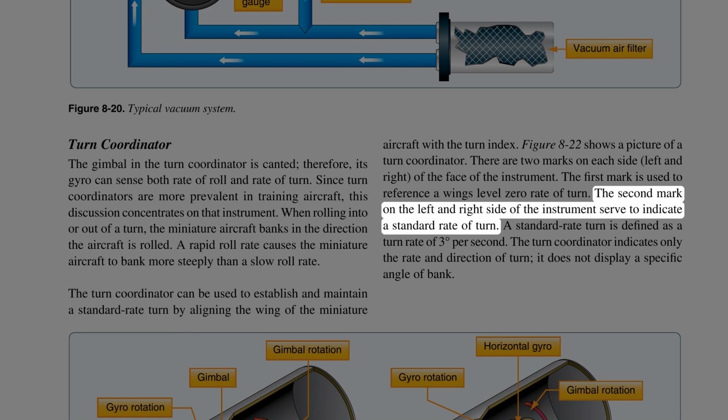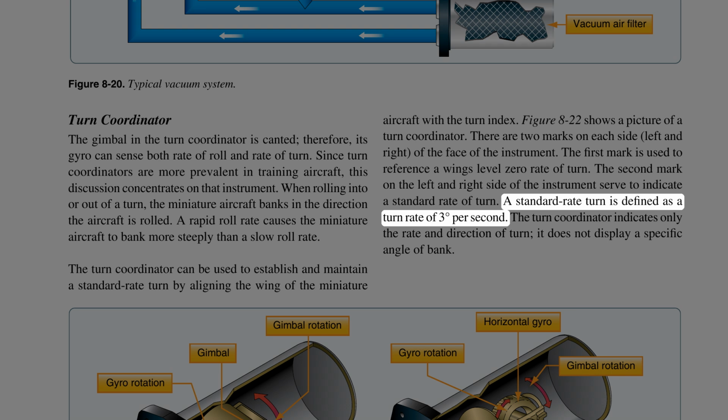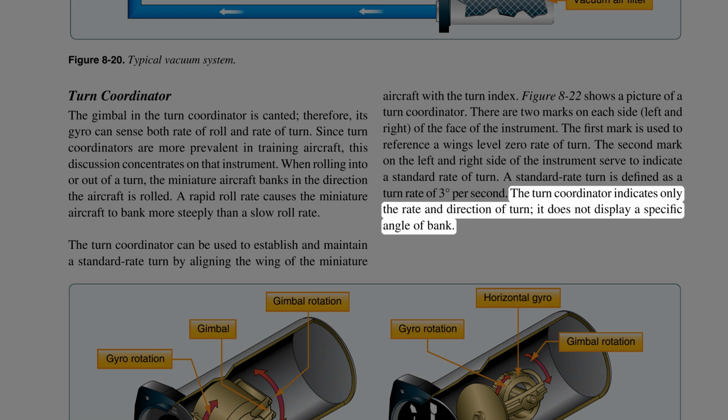The second mark on the left and right side of the instrument serve to indicate a standard rate of turn. A standard rate turn is defined as a turn rate of 3 degrees per second. The turn coordinator indicates only the rate and direction of turn. It does not display a specific angle of bank.